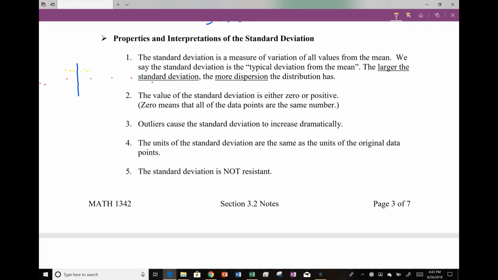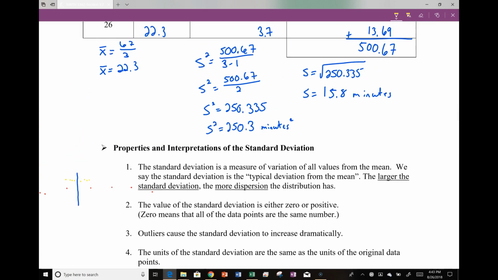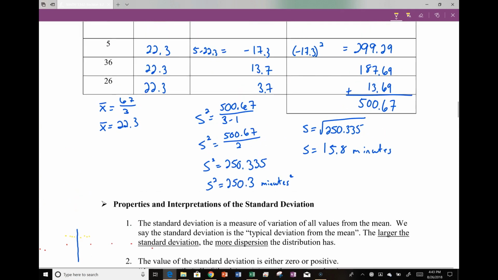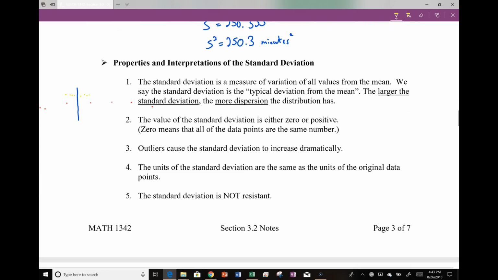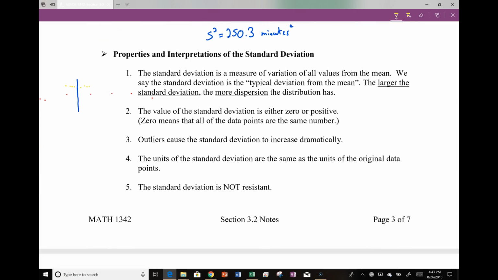The units of standard deviation are the same as the units of the original data. Again, I've kind of explained that because here we have squared the values. So it's minutes times minutes, minutes squared. I take the square root of that, the square goes away, so these have the same units as our original data. And standard deviation is not resistant. Being not resistant, recall, means that any data value will change the standard deviation and could change it drastically, just like we talked about the outliers changing it.